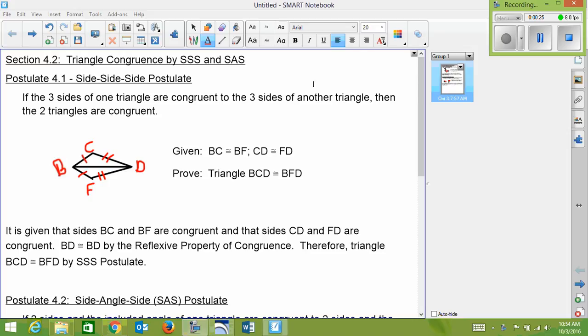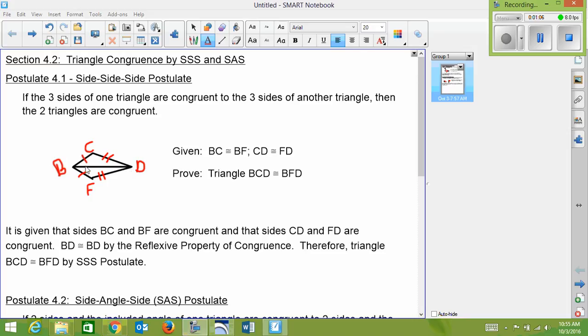I have a picture drawn here, and it's kind of a proof that I'm going through. Given that BC is congruent to BF, that's the single marks right here, and CD and FD, the two marks, are equal, I want to prove that triangle BCD is congruent to BFD. I did a paragraph proof on this one. It is given that sides BC and BF are congruent, and that sides CD and FD are congruent. That was given information.